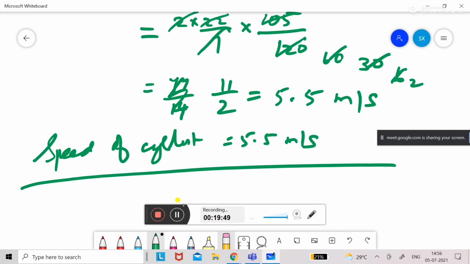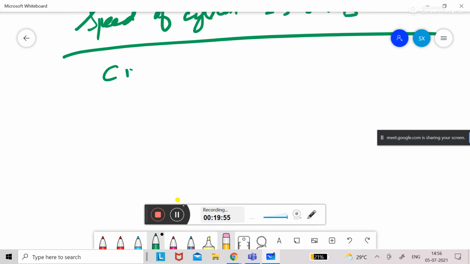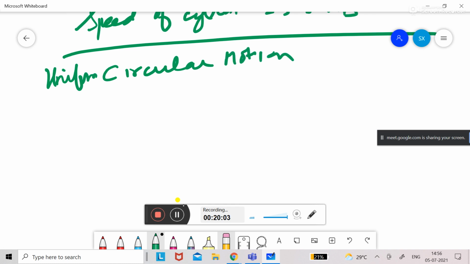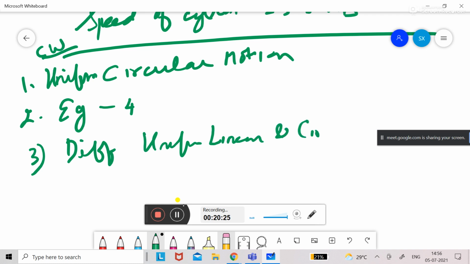Today's classwork and homework. Classwork is: define circular motion. Write down what is circular motion. First question, define uniform circular motion. Second question, list 4 examples of circular motion. Third, differentiate linear and circular motion. What is the difference between uniform linear and circular motion? Okay, these 3 are classwork.